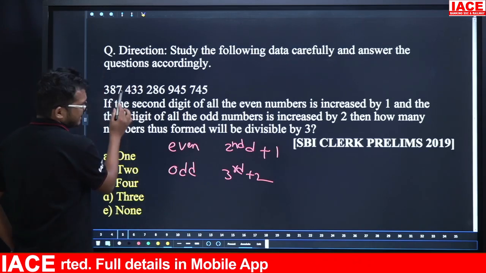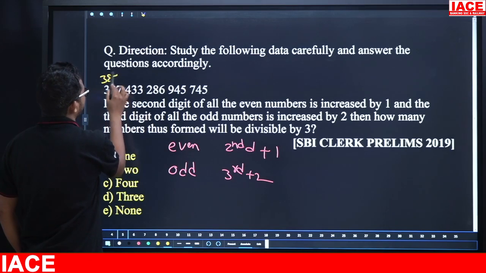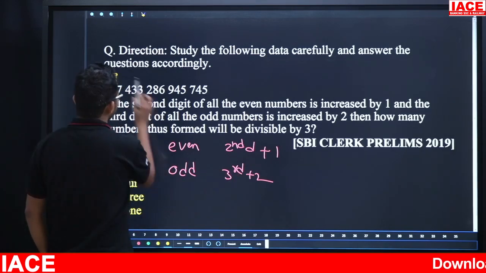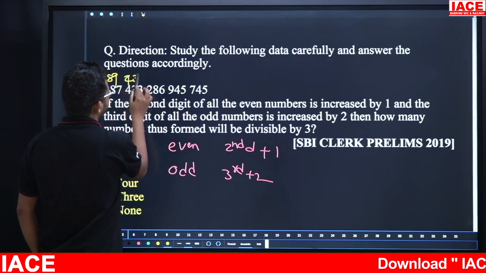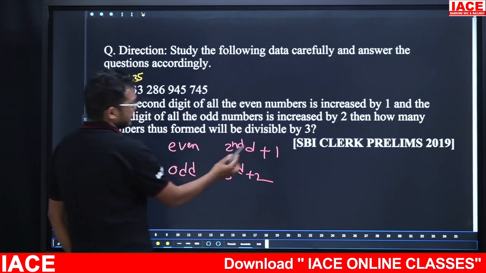Friends, here 387 is an odd number. The third digit is increased by 2, so that becomes 389. 433 is an odd number. The third digit is increased by 2. Then this one becomes 435. Next, 286 is an even number. The second digit is increased by 1.